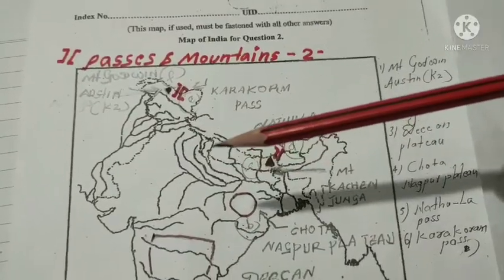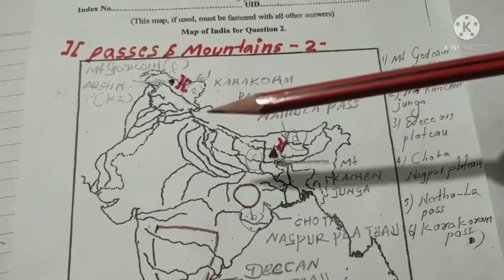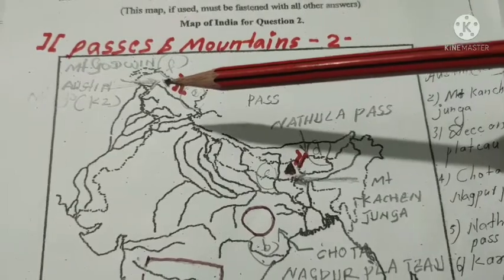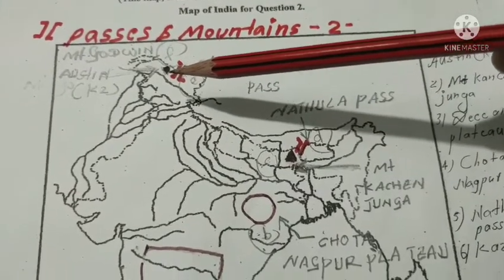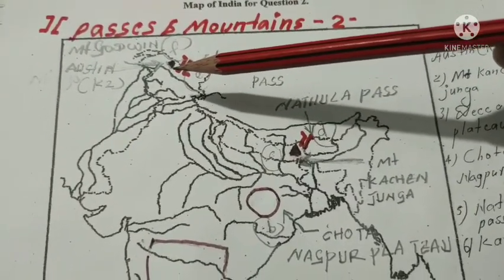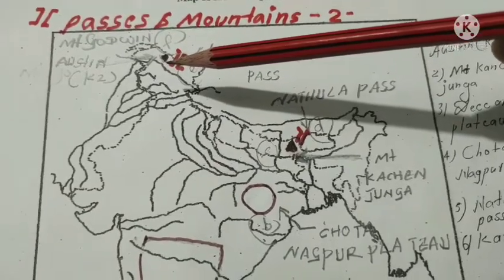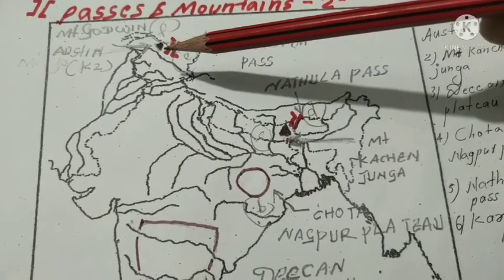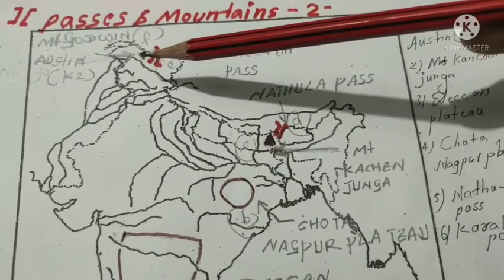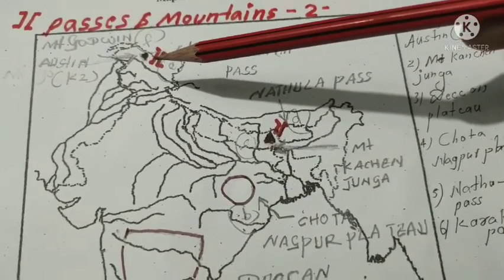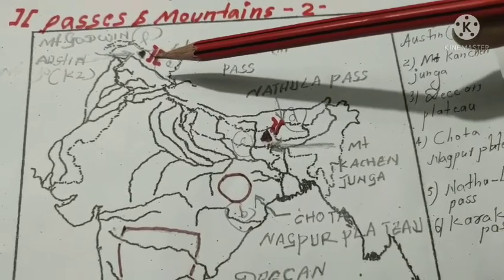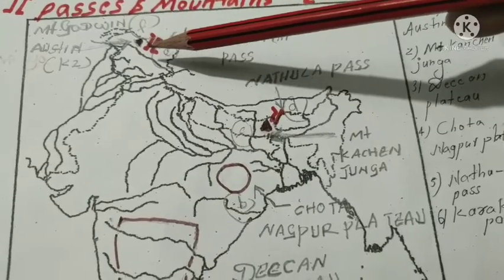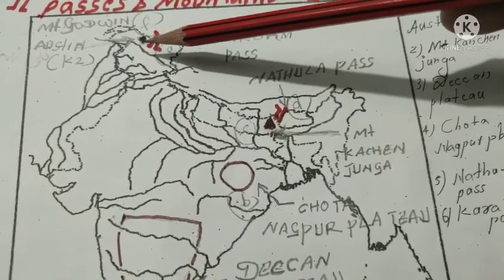Next I am going to explain about the mountain peaks as well as the passes. First is Mount Godwin Austen. This is Mount Godwin Austen. It is also known as K2. This is the second highest peak in the world. This is situated in the Jammu border, near the international border, along the Karakoram range. You can draw this half a centimeter from this curve to the west. Half a centimeter from this curve to the west side you have to draw.